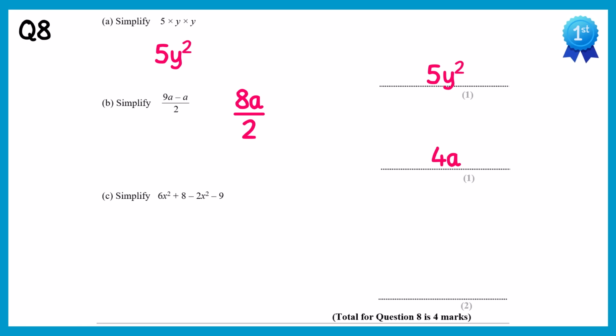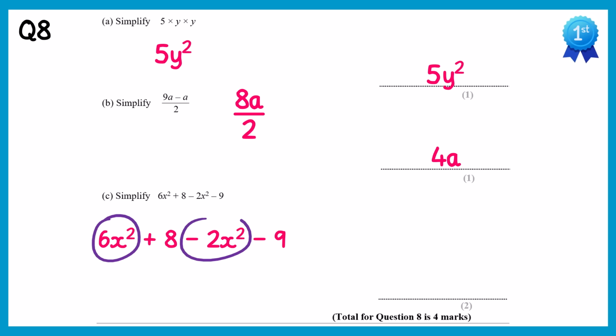In part C of this question, we need to simplify. To do this, we're going to collect together like terms. We've got 6x squared, subtract 2x squared, and 6 subtract 2 is 4, so that's 4x squared, and for the numbers we have a positive 8, and then subtract 9. 8 subtract 9 is negative 1, remember you can use your calculator if you find that tricky, so we have 4x squared, subtract 1.